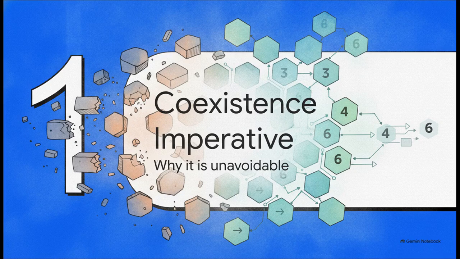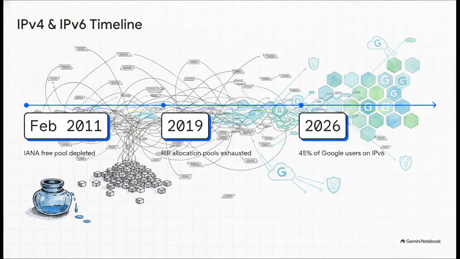Why coexistence is unavoidable. As an infrastructure architect, you already know this major design constraint. IPv4 address exhaustion? It's not a future threat. It's a concluded, historical event. The IANA free pool was completely depleted back in February 2011. By 2019, all 5 regional internet registries had completely exhausted their standard allocation pools.